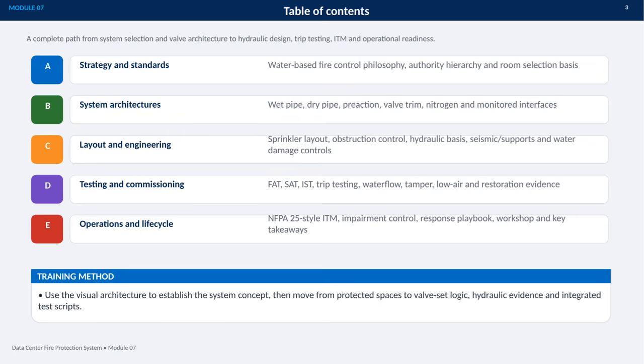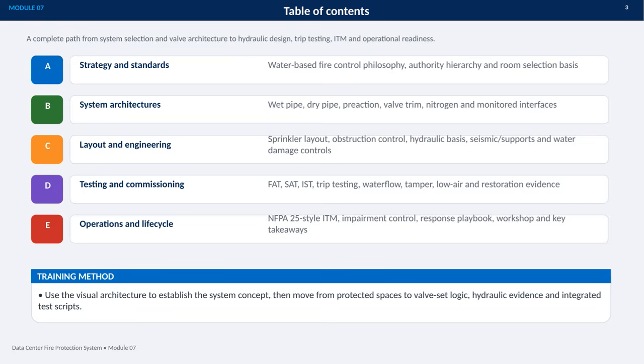The third section focuses on layout and engineering. That includes sprinkler placement, obstruction control, hydraulic design, seismic supports, and measures that reduce the risk of water damage. We then move into testing and commissioning, covering factory and site acceptance testing, integrated system testing, trip tests, water flow and tamper signals, low air conditions, and restoration evidence.